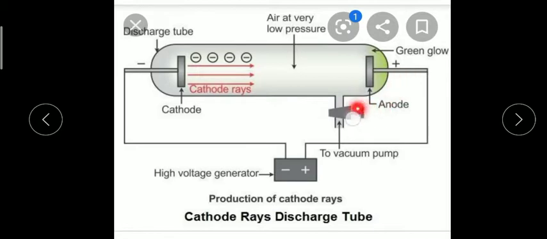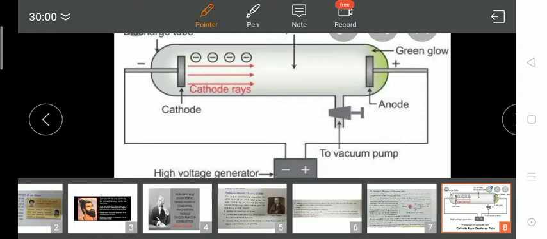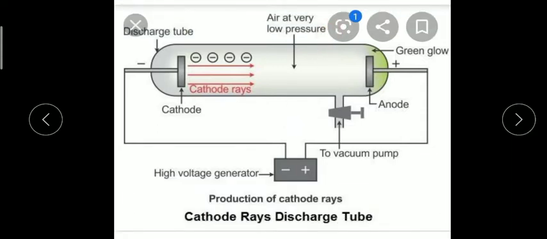You can see the green glow light. He did the same thing at very low pressure with a high voltage generator. You can see it is fitted. This picture is nice, it will make it clear. When he observed this, he found that from the cathode electrode, cathode rays move towards the anode and glow green light. He observed this. So remember this diagram.